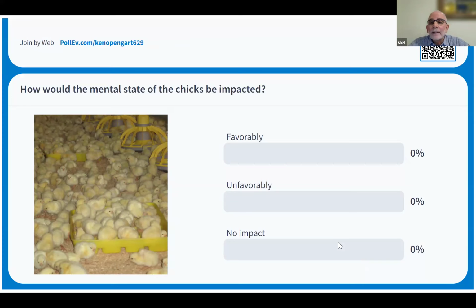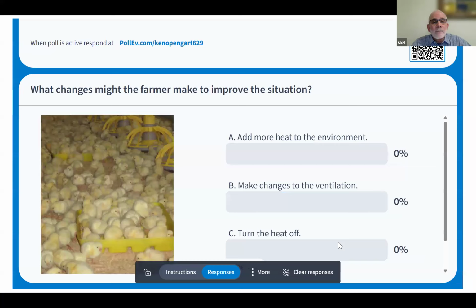So we talked a lot about the 4 domains, but that 5th domain, the mental state. In this case, if you can use that QR code and let me know whether you think the mental state of these chicks in this example is favorably, unfavorably impacted, or has no impact. All right, 100% unfavorable. Yeah, absolutely. These chicks are not getting off to a good start. Their welfare state is compromised because of the lack of heat in the environment.